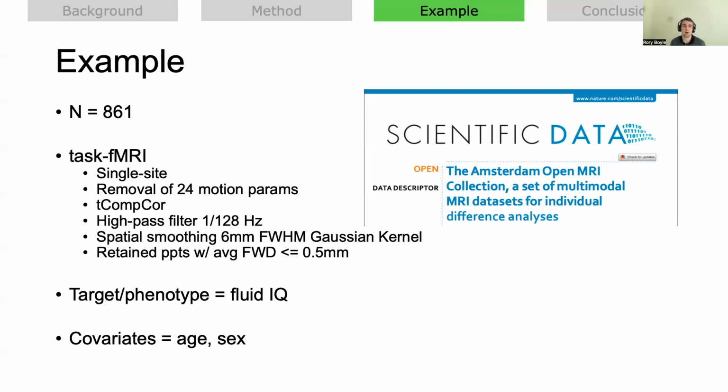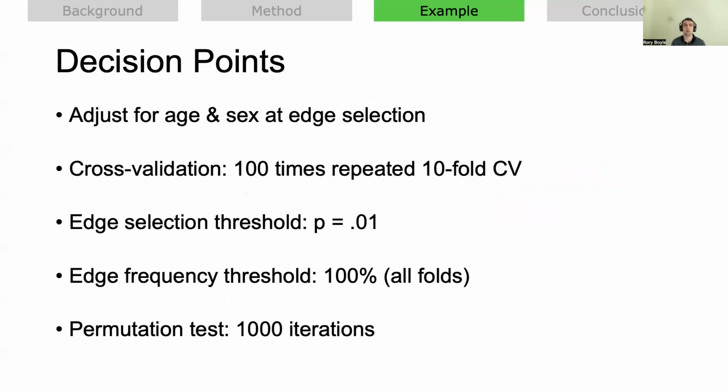millimeters. So we are trying to model the phenotype of fluid intelligence, and we would like to covary for age and sex. Applying the decision points to our own example, we will adjust for age and sex as covariates at the edge selection step, using a partial correlation.